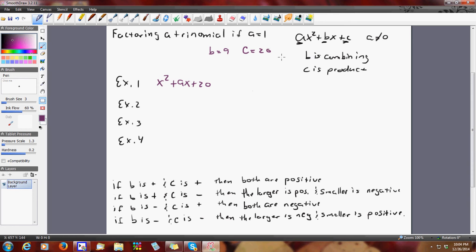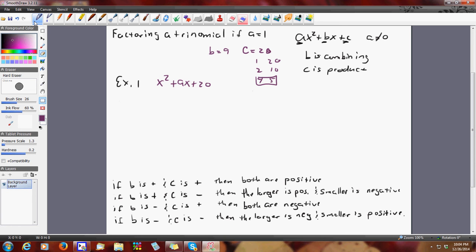Well, like I said, the c is a product, so I need to find what are the factors of c. So 1 and 20, 2 and 10, and 4 and 5. And like I said, b we get by combining. So if I combine 1 and 20, I can't get to 9. I can't get to 9 using 2 and 10. But I can get to 9 using 4 and 5.